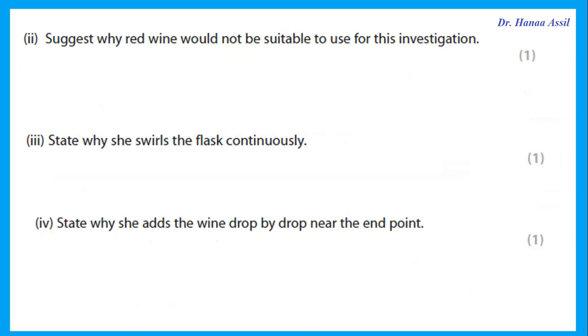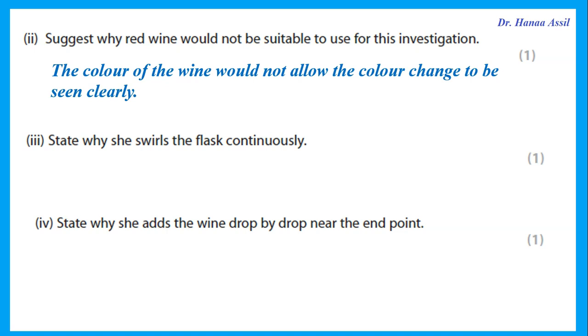Suggest why red wine would not be suitable to use for this investigation. We were talking about white wine, but here we're saying we cannot do this for red wine. And you should realize that this is because the color of the wine would not allow the color change of the indicator to be seen clearly. We added an indicator and we're supposed to wait until the color of the indicator changes. If there is red wine, we will not be able to see the color change.